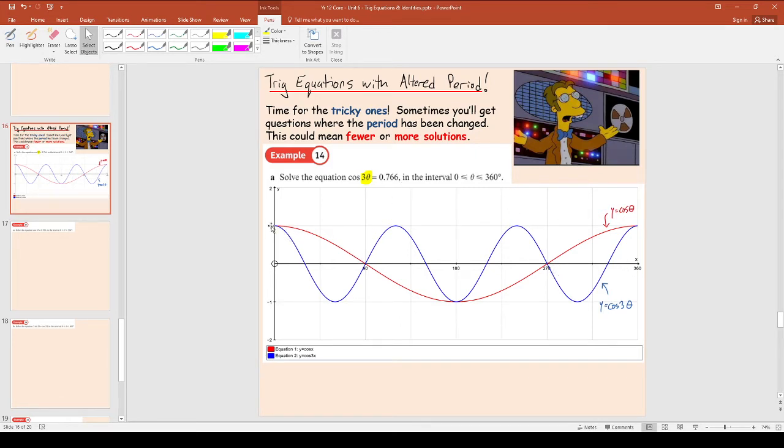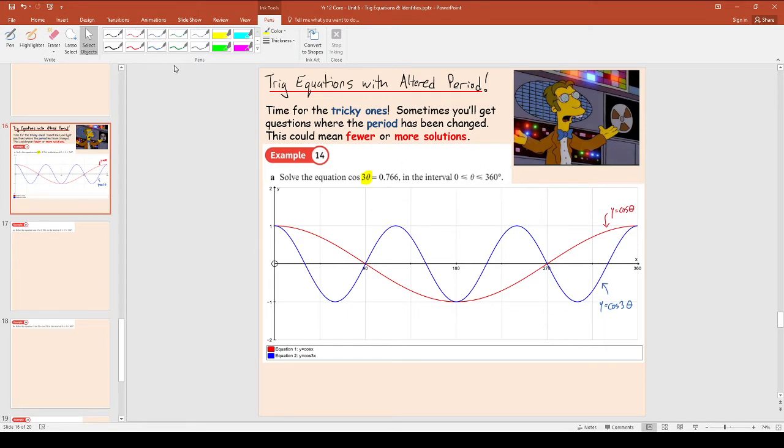And check it out. Cos, as you know, would just go down through 90, bottoms out at 180, back up at 270, finishes off at 360. So that is one go of cos. That's one iteration of cos, or one wavelength of cos, if you want to think of it that way.